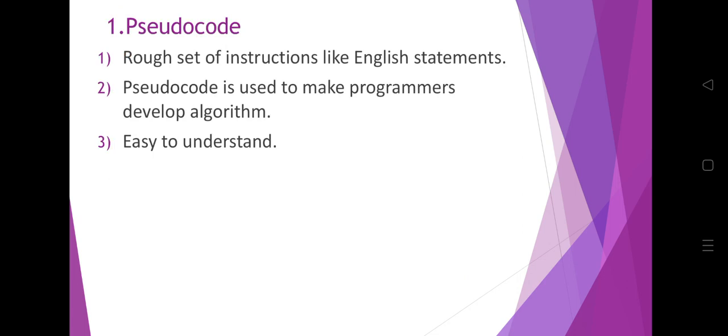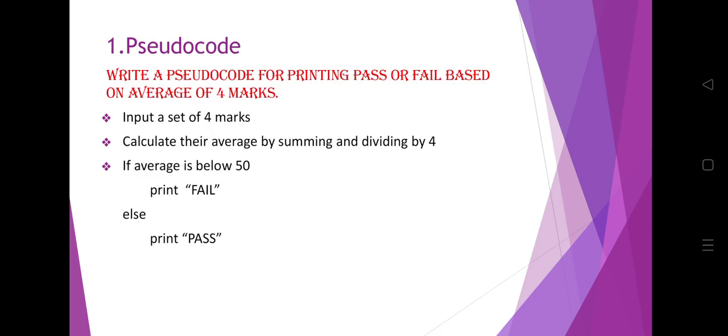Pseudocode is nothing but a rough set of instructions like English statements. What it means is that the English which we often speak in our day-to-day life, we write the same way as pseudocode for problem solving. This pseudocode is used to help us develop algorithms, and it is very easy to understand. This is an example for pseudocode.